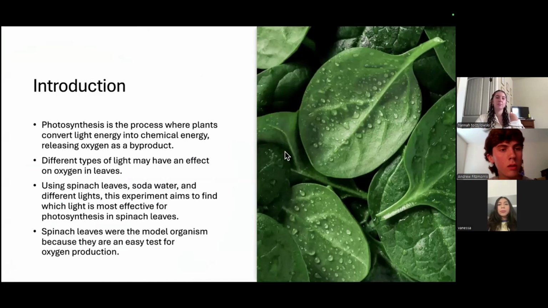This is the introduction. Photosynthesis is the process where plants convert light energy into chemical energy, which releases oxygen as a byproduct. There are different types of light, and they may have different effects on oxygen in each leaf. Using spinach leaves, soda water, and different lights, this experiment aims to find which light is most effective for photosynthesis in spinach leaves. We use spinach leaves as the model organism because they're an easy test for oxygen production.